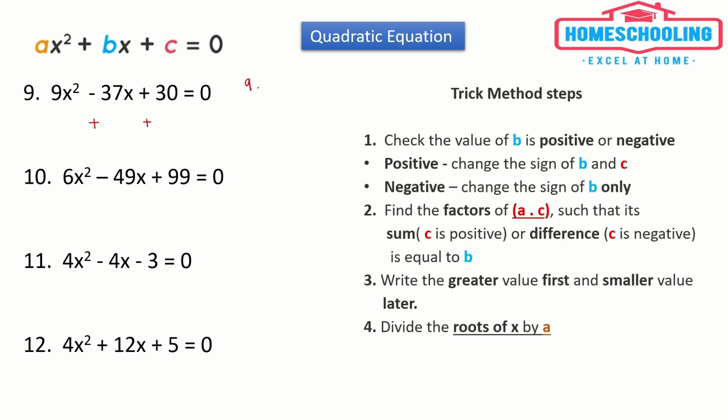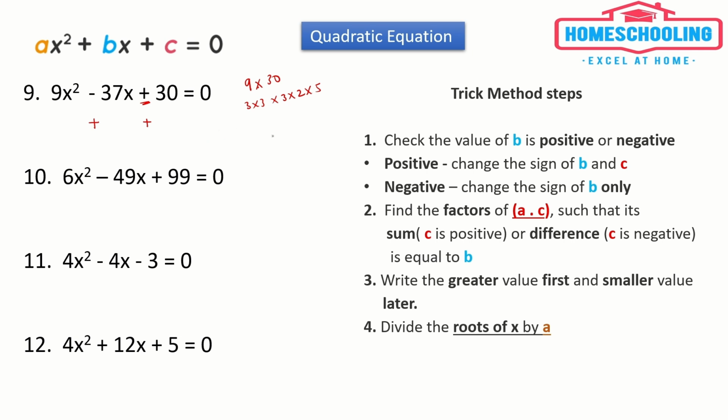So 9 times 30. 9 can be written as 3 times 3, and 30 can be written as 3 times 10, and 10 can be written as 2 times 5. And as we can see here, the c value is positive, so we have to find the factors in such a manner that the sum is equal to 37.